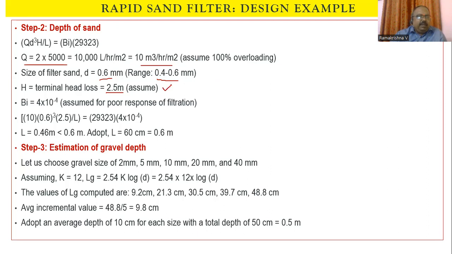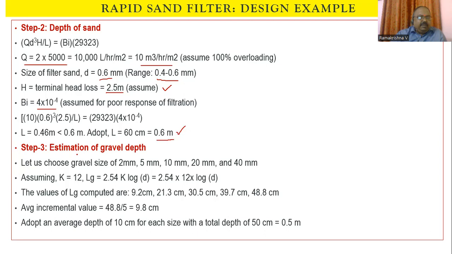The breakthrough index is a measure of the poor response of the filtration. We are assuming it within the range of 4 into 10 to the power of minus 4. Substituting, we get the depth of sand equal to 0.6 meters.